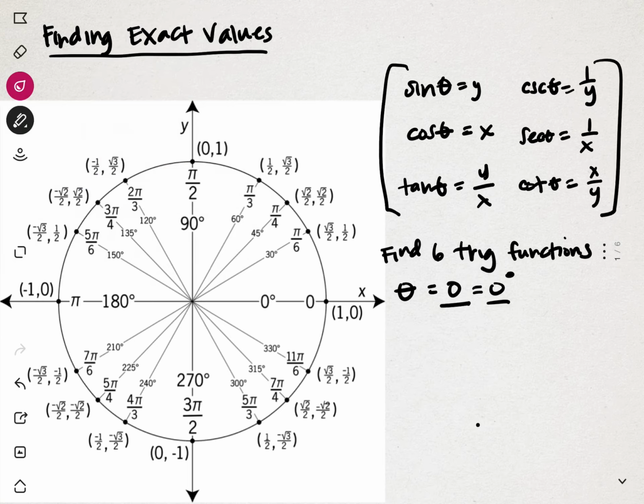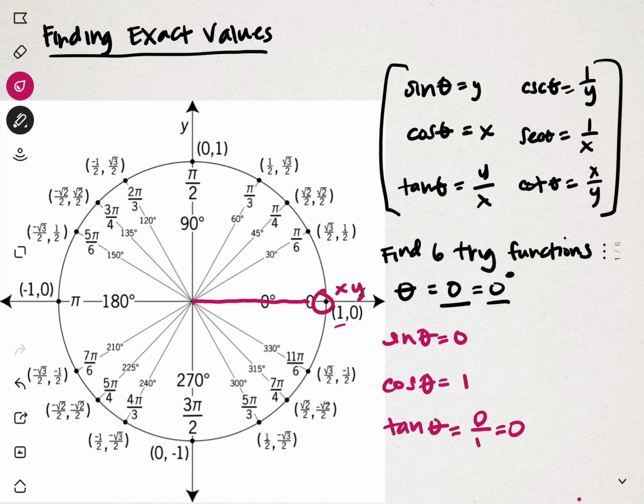First we have to determine where 0 degrees is. We find it there. It's our very beginning. We haven't gone any place yet. We're still in standard position. So we note here that our x is 1 and our y is 0. We're going to start filling out our information. Sine is y, so sine theta is 0. Cosine theta is our x, which is 1. And the tangent is going to be y over x, which is 0 over 1, or 0.